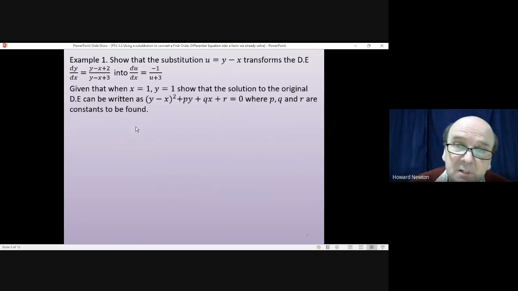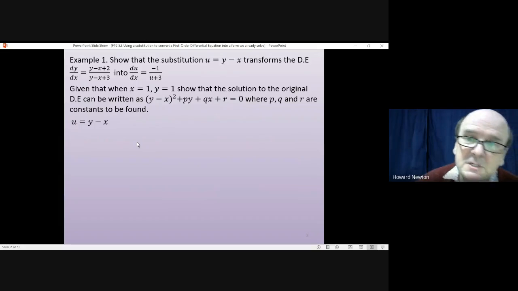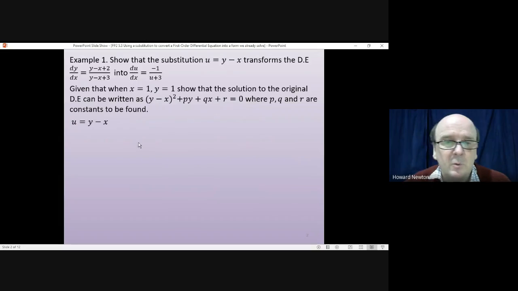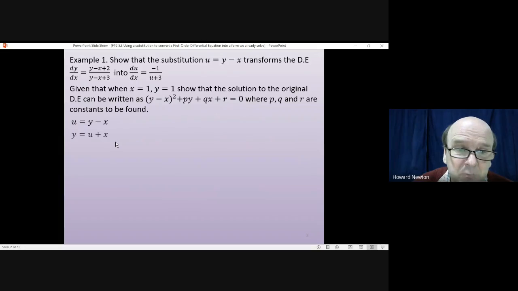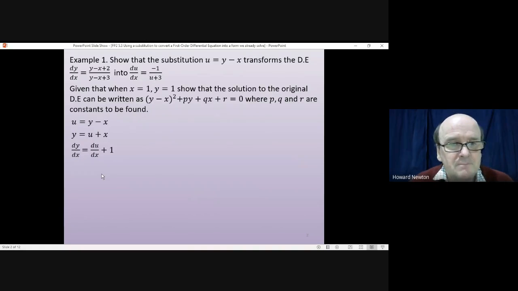Okay, let's have a look at this. So we're using the substitution u equals y minus x. Now it's a little bit easier if we immediately rearrange that into y equals u plus x. And then once we've done that, what we'll do is differentiate both sides with respect to x. So differentiating y with respect to x gives us that. Differentiating u with respect to x gives us that. And if you differentiate x with respect to x, you get 1.